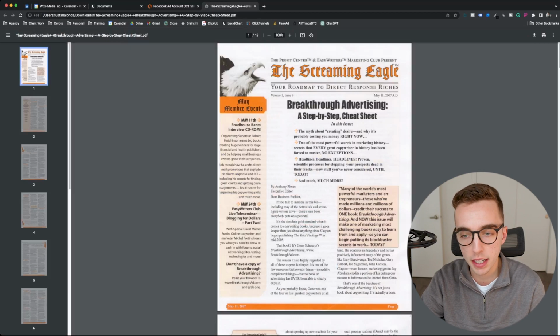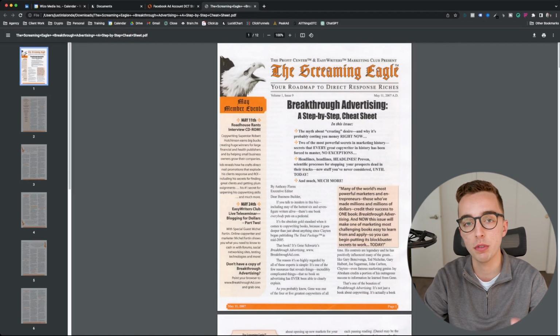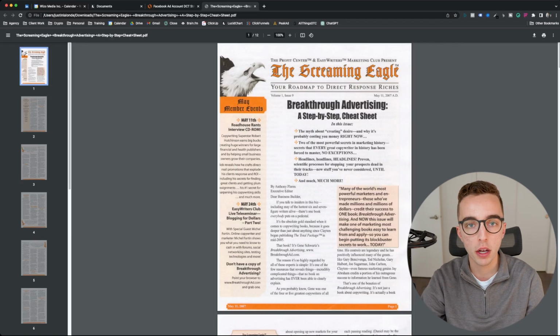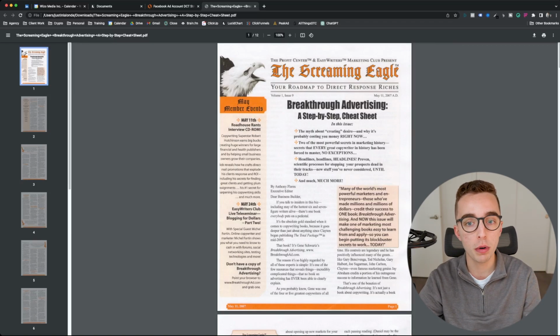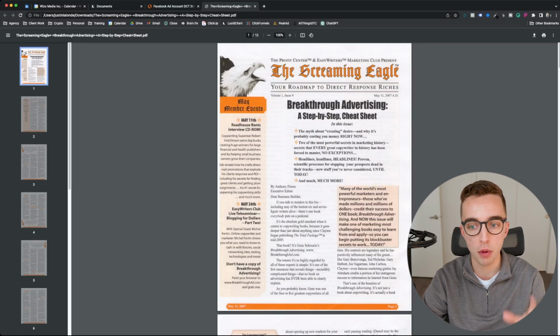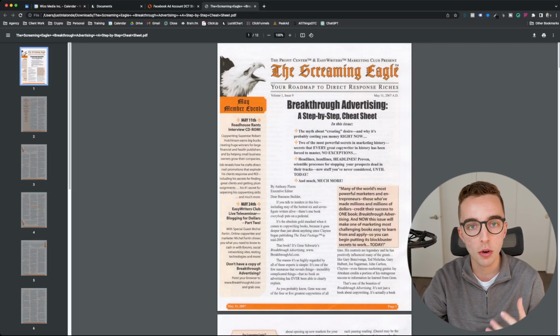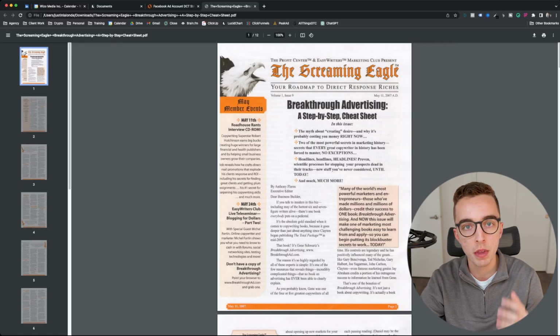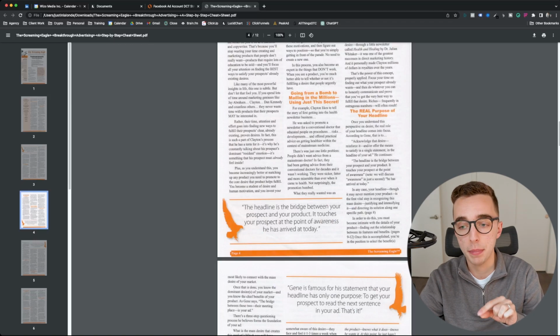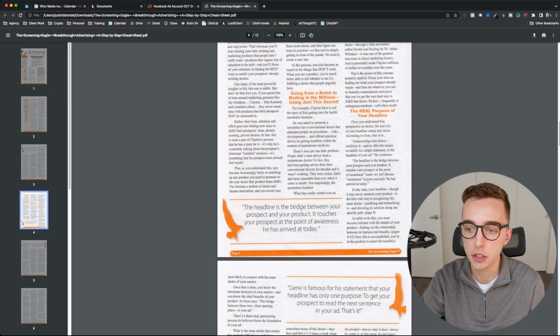There's this PDF that I came across from the Screaming Eagle, which basically came out in 2007. If you have not yet read the book, Breakthrough Advertising, or maybe you've already read this book, amazing book on marketing, copywriting, and the fundamentals that you should be using within your ad strategy, this is a cheat sheet or summary of this book. If you go to page 4 of that summary, you can see right here they talk about the real purpose of your headline.